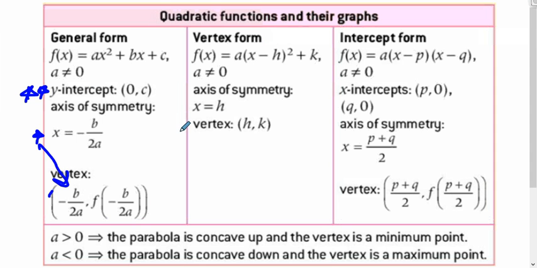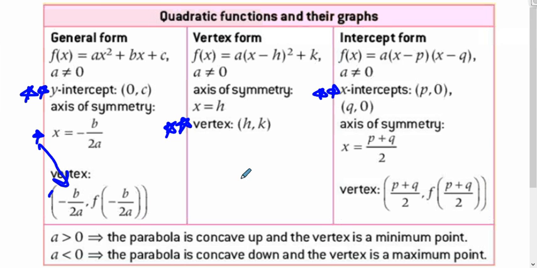When you have it in vertex form, it instantly gives you your vertex, and then you've got to find your other information. Intercept form instantly gives you your x-intercepts. Once you have your x-intercepts, finding your vertex isn't too difficult because you just have to average them. That's what we did a lot in Algebra 2 with the vertex form: we'd find our x-intercepts and then average them to get the x value of our vertex.